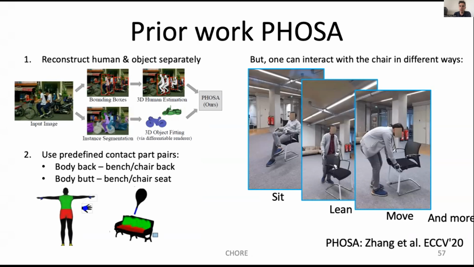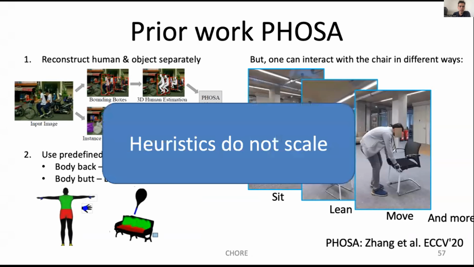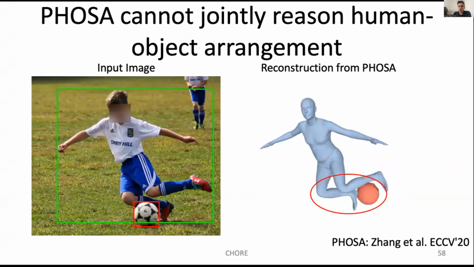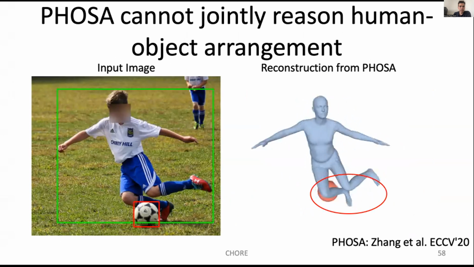For example, with a chair, we can sit on it, we can lean, we can move it, we can displace it, and it's very difficult to handcraft all these possible things that we can do with each object. It's basically not scalable. So in CHORE, we're interested in addressing these challenges by learning the common interactions between humans and objects.